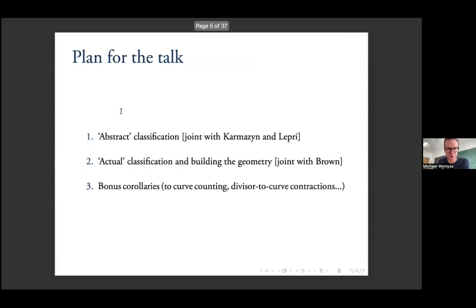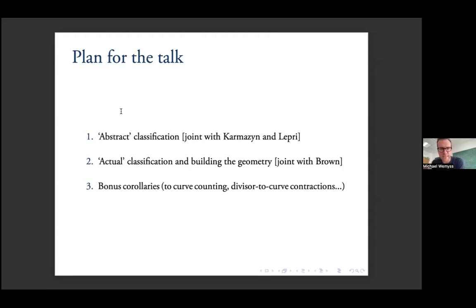Good. Okay, so there is a plan in this talk, you'll be pleased to know. The plan is that in the first part, I'm going to talk about the abstract part of the classification. So you have these objects that you want to understand, and you reduce the problem to a problem in finite dimensional algebras. That's very abstract, but it's a key reduction step.